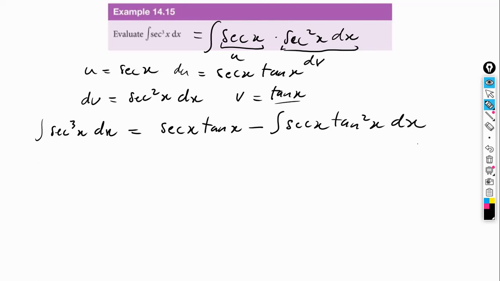Okay, so then we end up with another integral here that we will have to redo. So how do we do this? Well, notice that I can rewrite tangent in terms of secant, right? So I can say that this is the same as minus secant times secant squared minus 1.